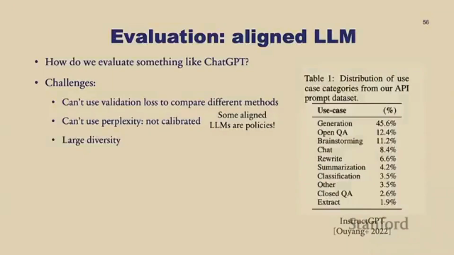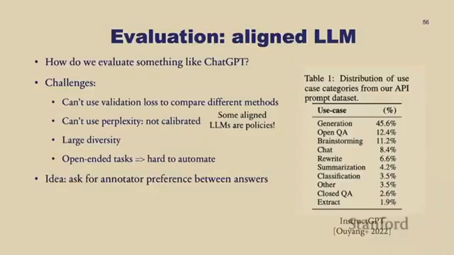Third, there's a large diversity of questions that humans might ask these models. Generation, open QA, some question answering, some summarization, and all of these things. So there are so many things you have to cover. Then the tasks are really open-ended, so it's very hard to automate. So that's what you were alluding to before.